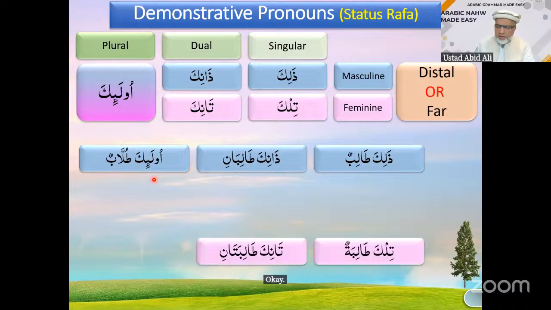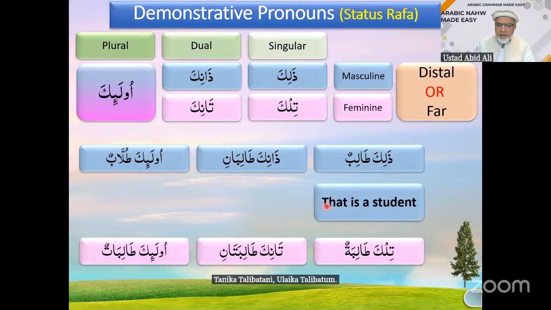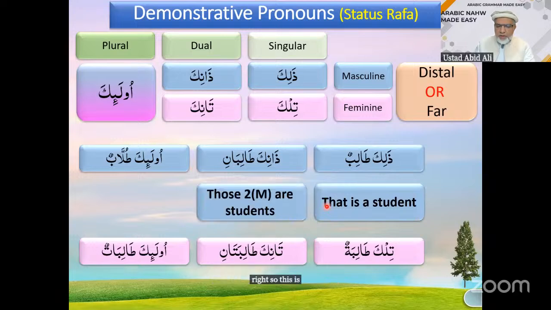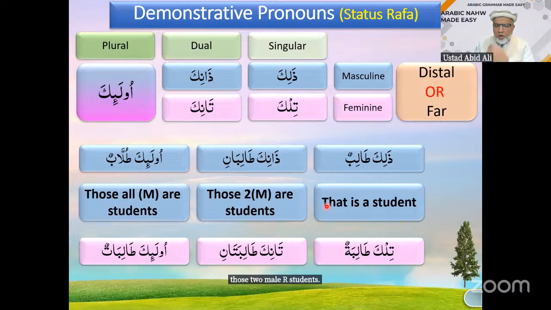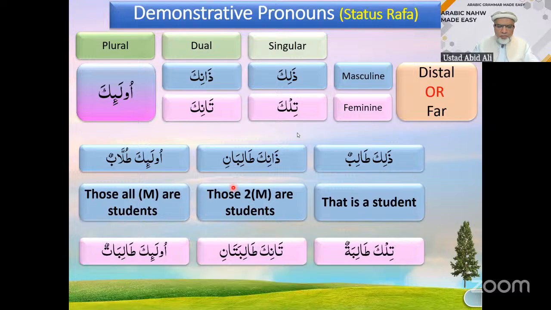Tilka talibatun, tanika talibatani, ulaika talibatun, right? So this is: that is a student. Those two male are students, and those all male are students. So who can tell me what is tilka talibatun? Sister Sadaf, are you with us today? You are muted, so you may have to unmute yourself.